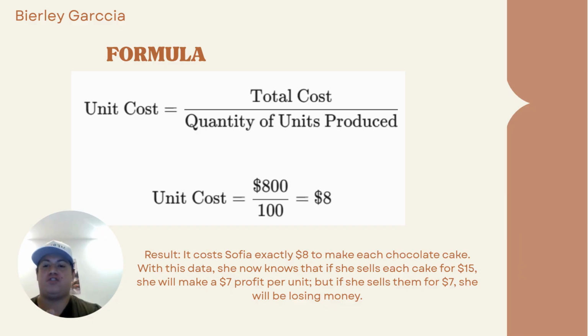Now to apply this formula. This is the formula of unit cost: total cost divided by the quantity of units produced. Unit cost is 800 divided by 100, which is equal to 8 quetzales. In conclusion, it costs Sophia exactly 8 quetzales to make each chocolate cake. With this data, she knows that if she sells each cake for 15, she will make a 7 profit per unit. But if she sells them for 7, she will be losing money.